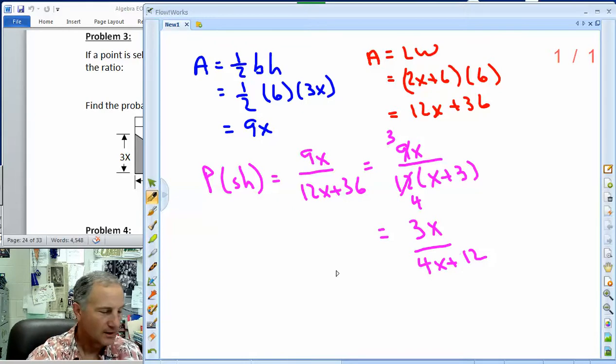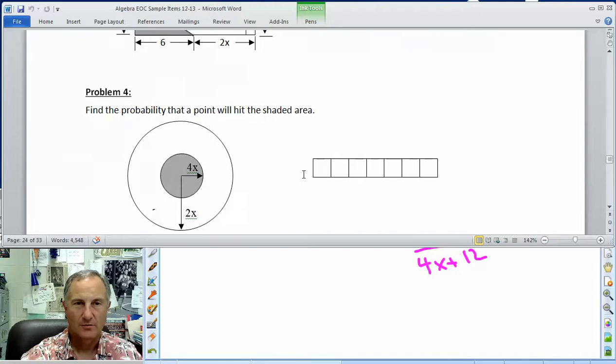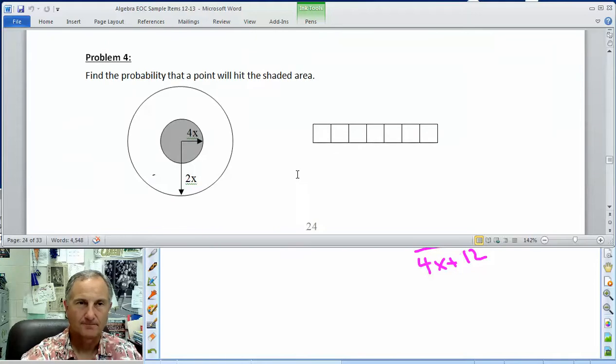Okay. We look back at our answers, and that's answer D. Okay. 3x over the 4x plus 12, answer D. Okay. So area here over the area of the whole thing, just filled in what they had there, factored what we could, and then simplified just like we've been doing the last couple of sections here.